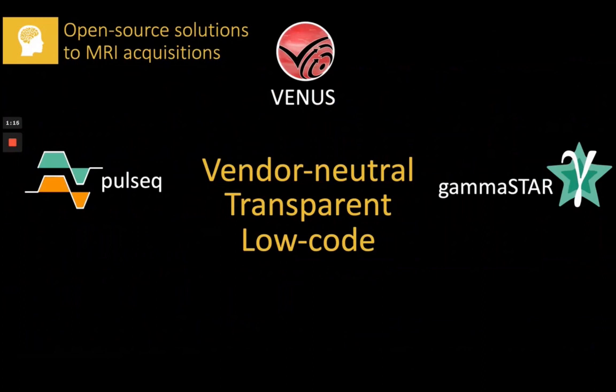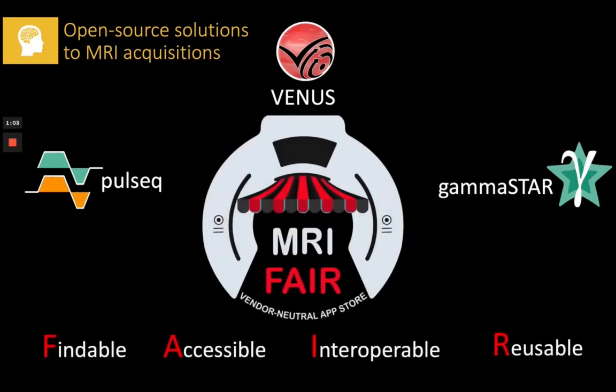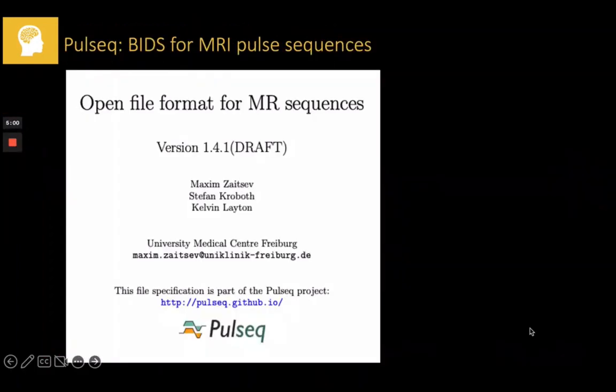An effective solution to this problem is open source MRI acquisitions that are vendor neutral, transparent, and easy to deploy. Fortunately, there are tools to achieve this so that we can make MRI fair, findable, accessible, interoperable, and reusable. The first open source MRI acquisition tool is Pulseq.